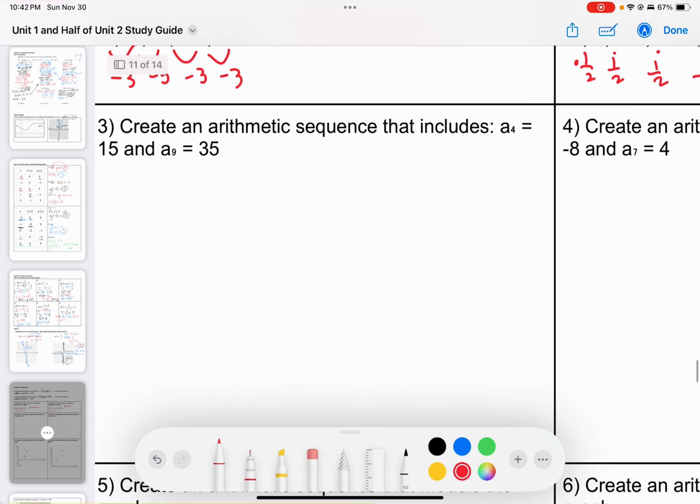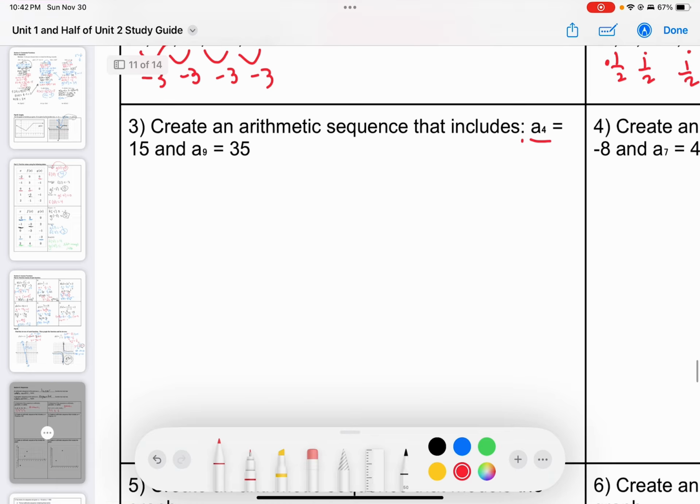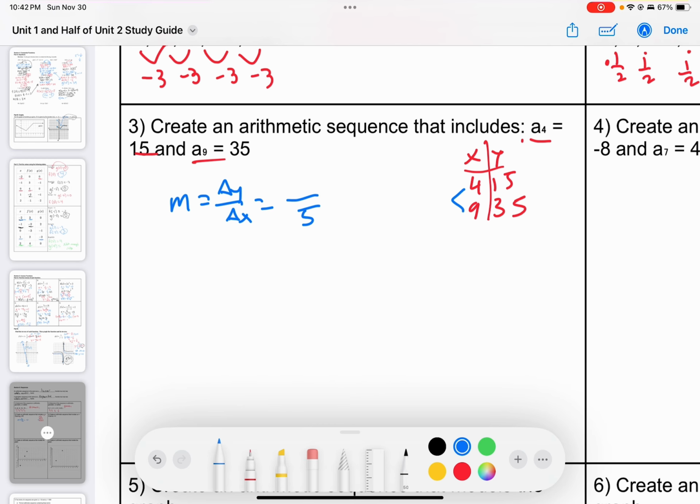Create an arithmetic sequence that includes the points (4, 15) and (9, 35). So I'm really thinking about this as points in a table. I have (4, 15) and (9, 35). The slope, m, is the change in y over the change in x. So x is changing by 5, y is changing by 20. So the slope is 4.